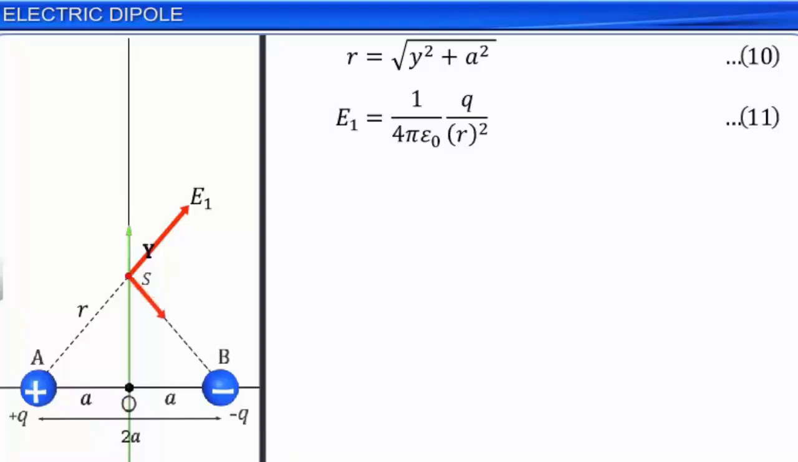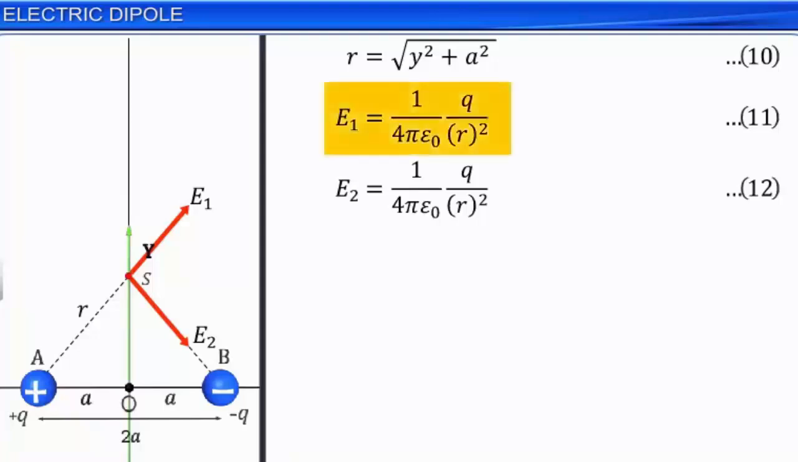Similarly, the negative charge creates an electric field of magnitude E2 is equal to 1 by 4 pi epsilon naught q by r square. Let this be equation 12. Electric field strength E2 is directed towards the negative charge and acts along the line joining the point S and the charge minus q as shown. We observe that the magnitude of E1 is equal to that of E2. The point S lies on the perpendicular bisector of the line joining the charges plus q and minus q.